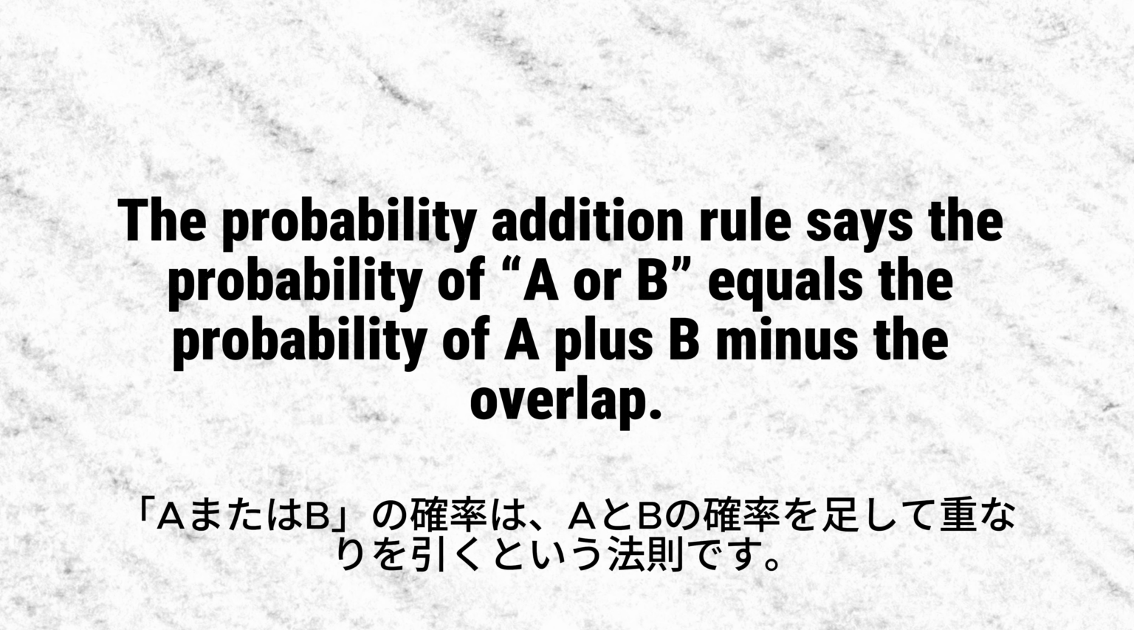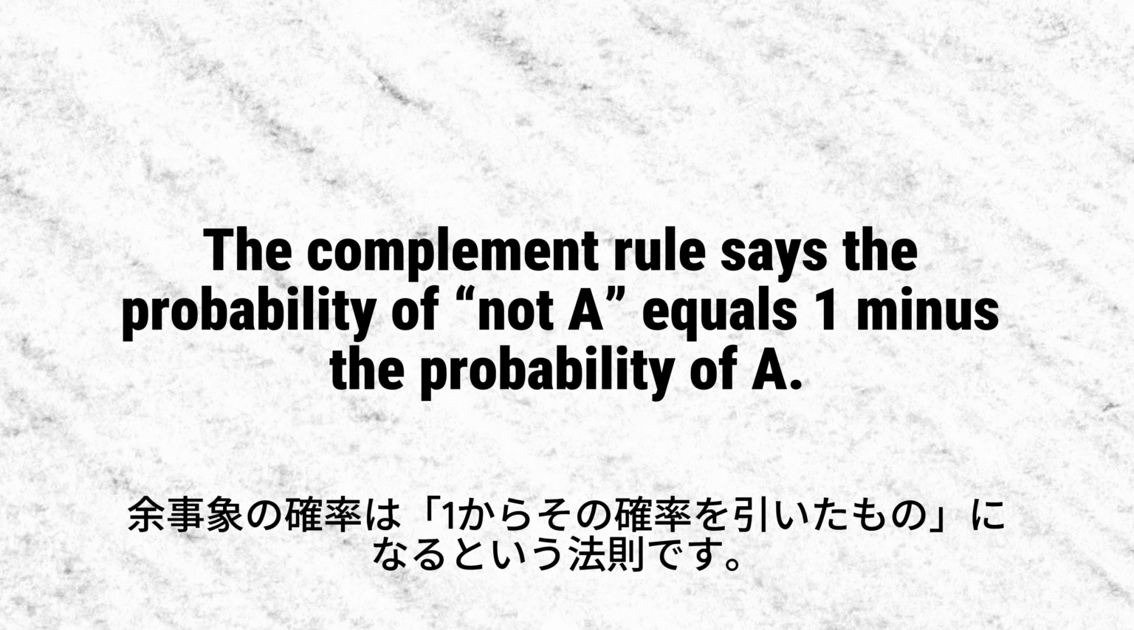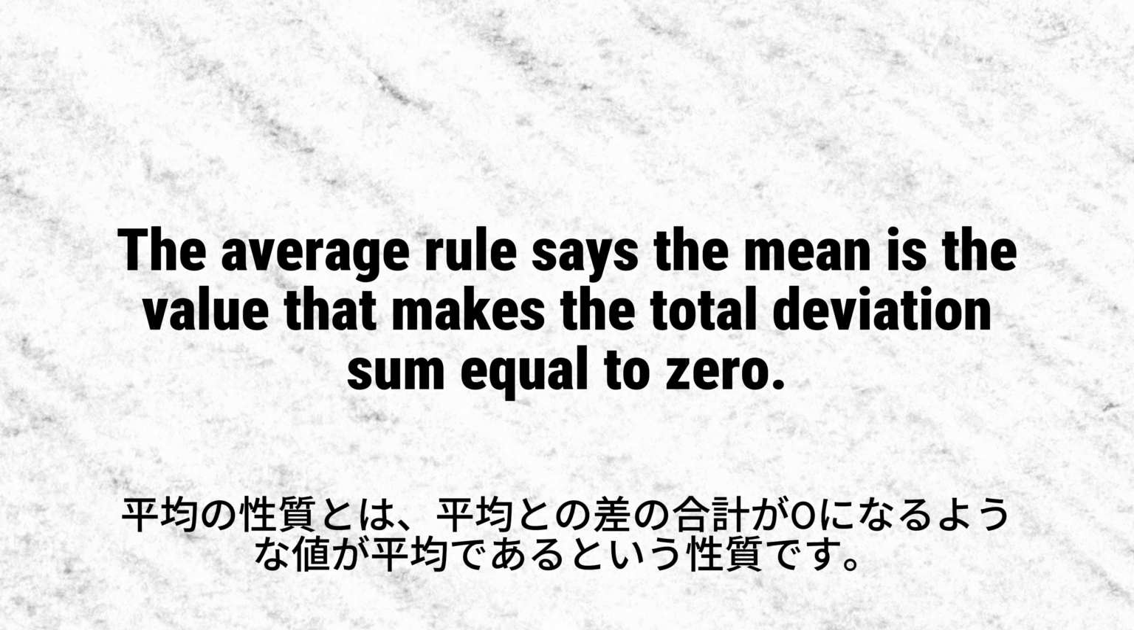The probability addition rule says the probability of A or B equals the probability of A plus B minus the overlap. The complement rule says the probability of not A equals 1 minus the probability of A. The average rule says the mean is the value that makes the total deviation sum equal to 0.